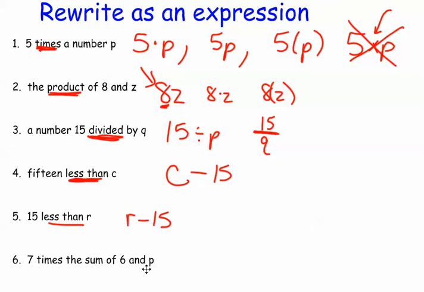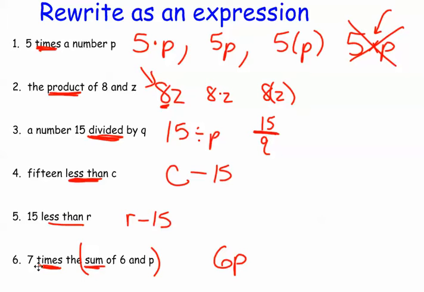All right, this is a little tricky one. It says 7 times the sum of 6 and p. Uh-oh, I see 2 clues here. I'm saying 7 times something. So I've got 2 different things I'm working with here: 7 times, and then whatever this is. So I should have 2 different operation signs here. Let's start with this one.